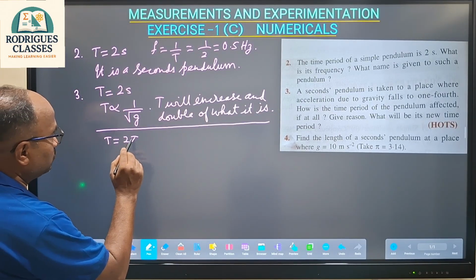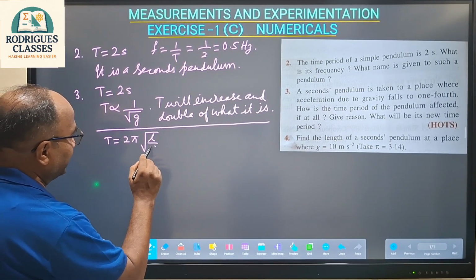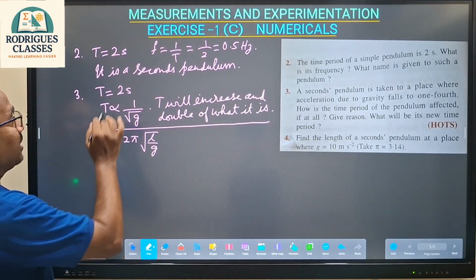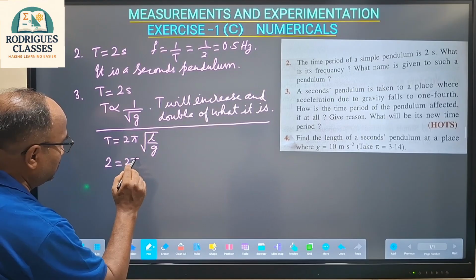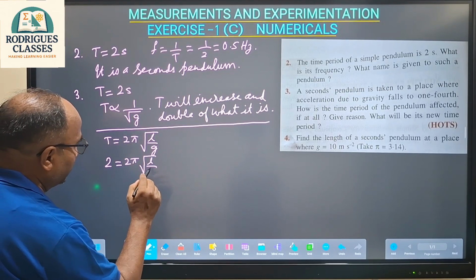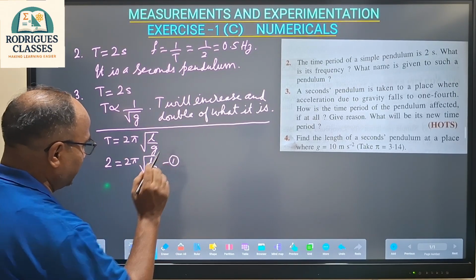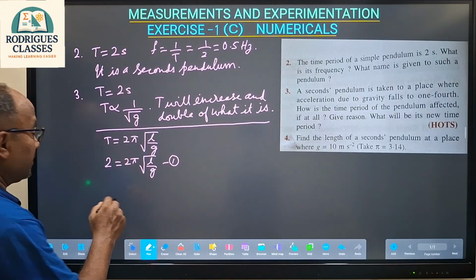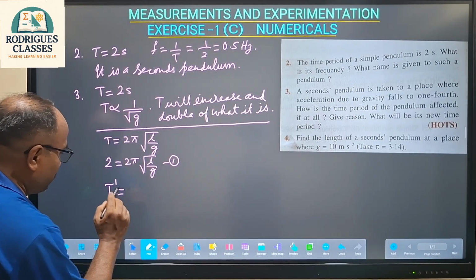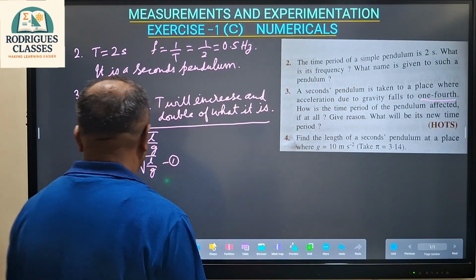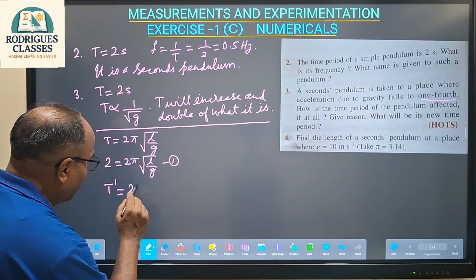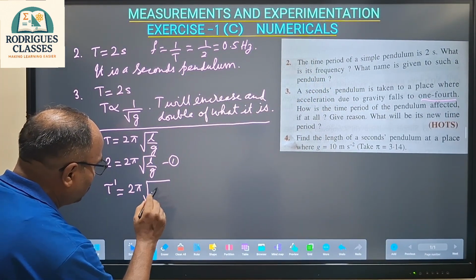T is equal to 2 pi root over L by G. We know this is the formula, and because it is a seconds pendulum, I can write T is 2, equal to 2 pi root over L by G, and I call it equation 1. Now the new time period which I have to find, where G is becoming 1/4 of what it is, I will get in the formula 2 pi root over L.